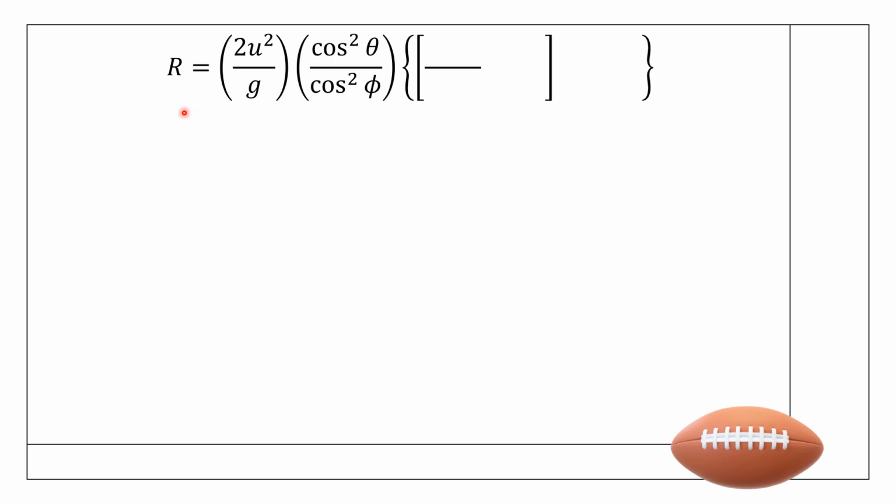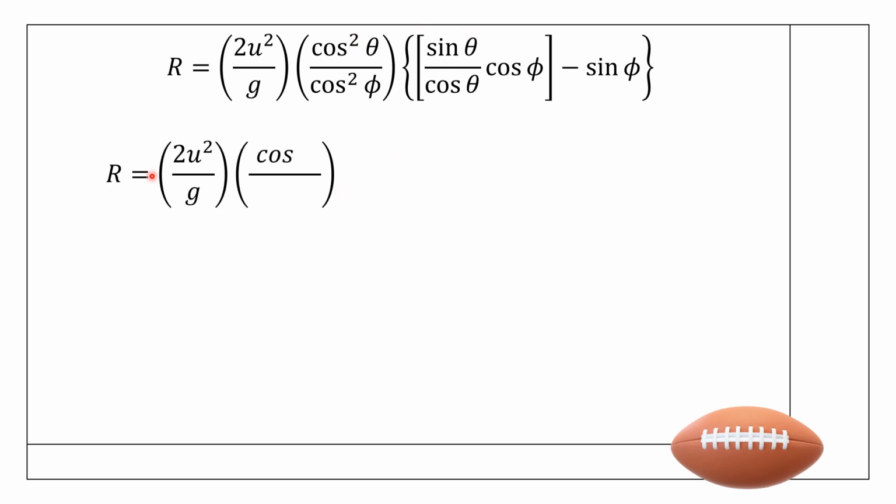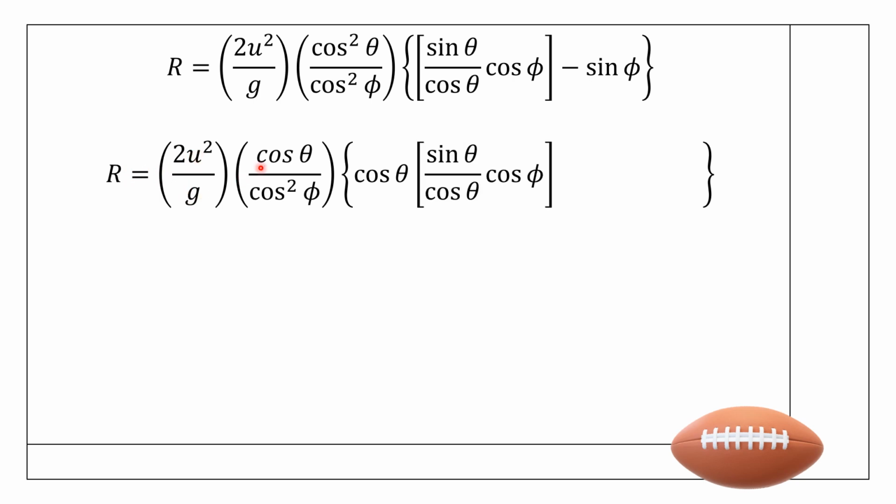Right. So what we get? We had the value of r which is equal to 2 u square upon g into cos square theta upon cos square phi multiplied by tan theta, which can be written as sin theta upon cos theta, into cos phi minus sin phi. So let us take this cos theta inside the bracket. So we get r is equal to 2 u square upon g into cos theta upon cos square phi multiplied by cos theta into sin theta upon cos theta into cos phi minus cos theta into sin phi.